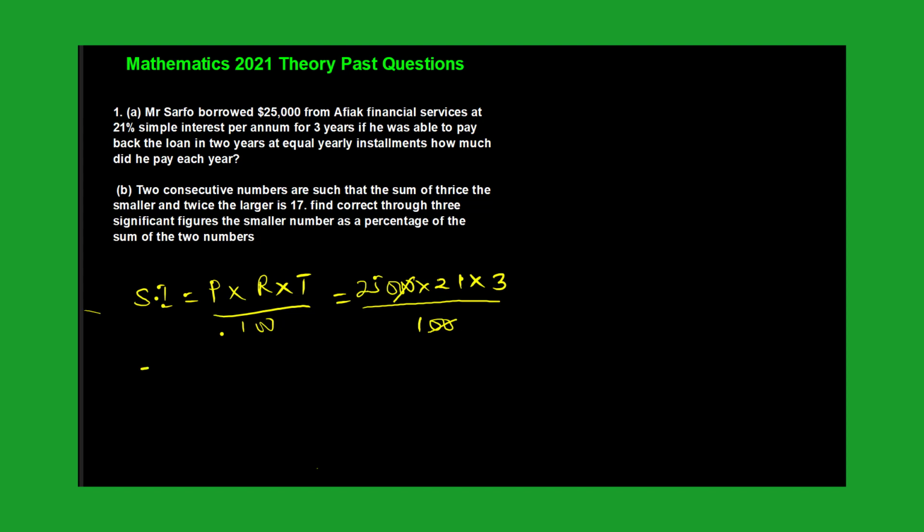Then that will be, on the calculator, 15,750. Let me confirm that: 250 times 21 times 3. Yes. Now this is the simple interest for the 3 years.